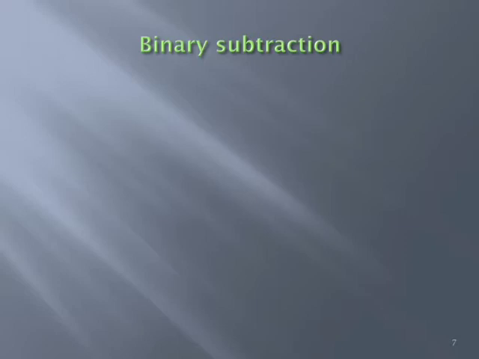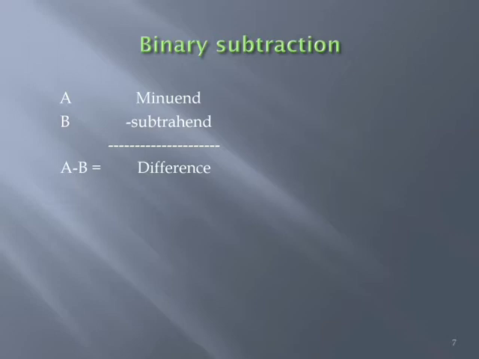Now we will continue today's lecture with binary subtraction using 2's complement method. While doing the subtraction, you have two different terms. First one is minuend and second one is subtrahend. So you need to subtract the subtrahend from the minuend. So a minus b will give you the difference between the two binary numbers. This is the basic definition of subtraction, a minus b.